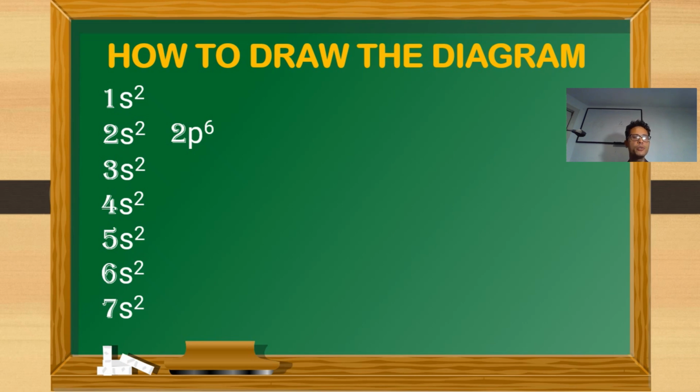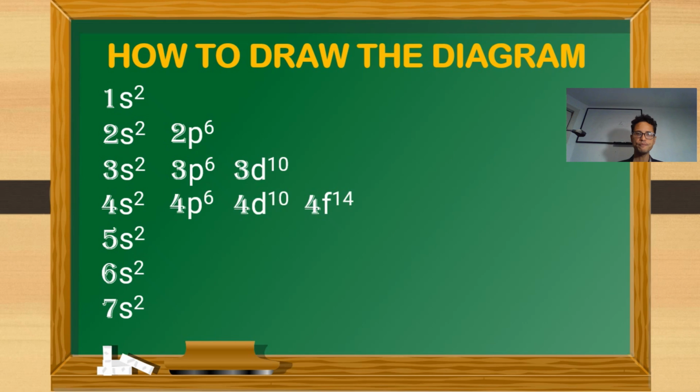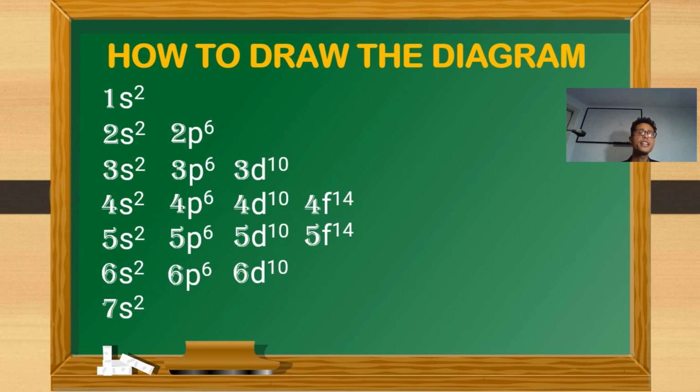Then, for the third shell, you put a 3p6 and a 3d10 group of orbitals. For the fourth, you put also a 4p6, a 4d10, and a 4f14. For the fifth, you repeat the same as you did on the fourth, so 5p6, 5d10, and 5f14. Then we start to decrease. We had 3 groups of orbitals in the fifth. Now in the sixth, you're going to have a total of 2 groups of orbitals, so you put 6p6 and 6d10, and you keep decreasing.